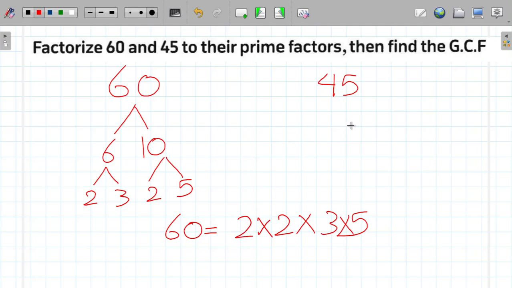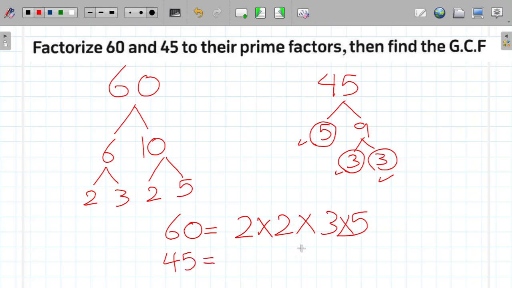Okay, next I have 45. 45 equals 5 by 9, and 5 is prime, so I will stop here. 9 is 3 by 3, so it will be 5 by 3 by 3. So 45 here equals 5 here, 3 under 3, and 3 alone in one column.